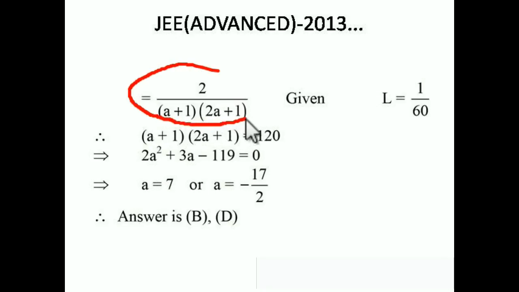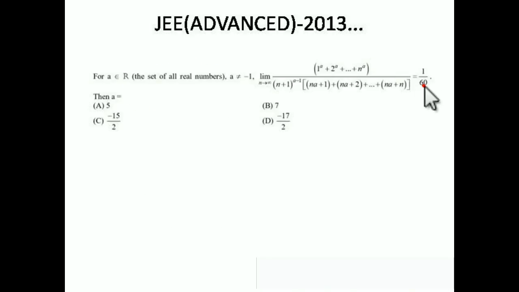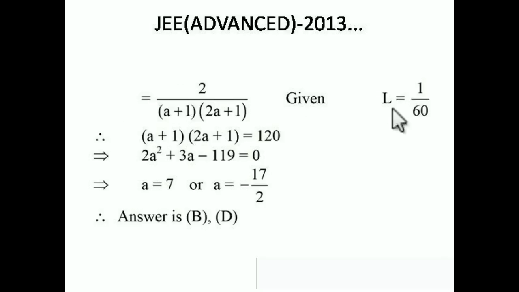This is my limiting value, and in the question, it is given that it is equal to 1 by 60. So just equate this to 1 by 60. So a plus 1 into 2a plus 1 is equal to 120. So 2a square plus 3a minus 119 is equal to 0. I just multiply this and make a quadratic equation. Now we just have to solve it. We all know how we are going to solve this. It's a very easy thing, so I'm not going into that. So a is equal to 7, or a is equal to minus 17 by 2, is my answer. This is option C.